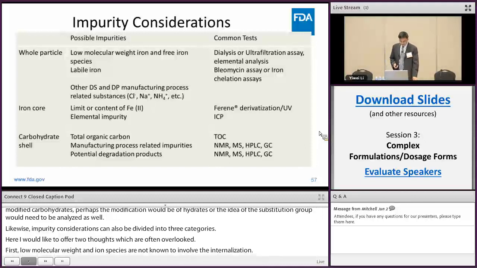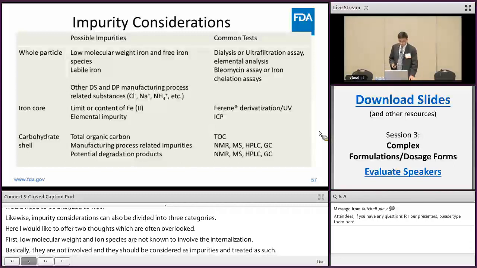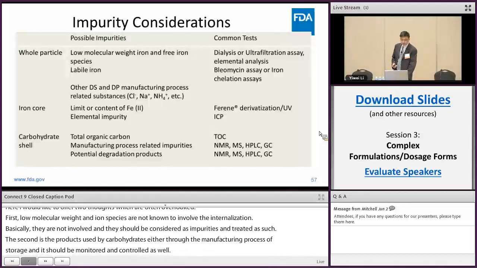The second, potential degradation products produced by carbohydrates, either via the manufacturing process or during stability or during storage, should be monitored and controlled as well. In addition, as we often discussed, because the manufacturing process-related substances and impurities do not add value to the quality of the drug product, they should be controlled at levels comparable to those observed in the reference product or according to ICH recommendations.